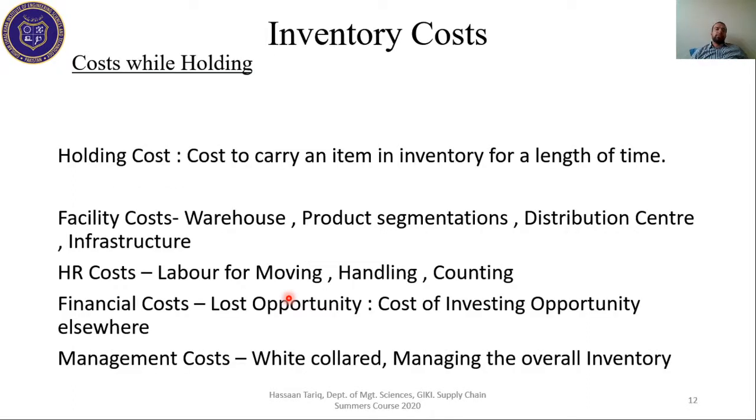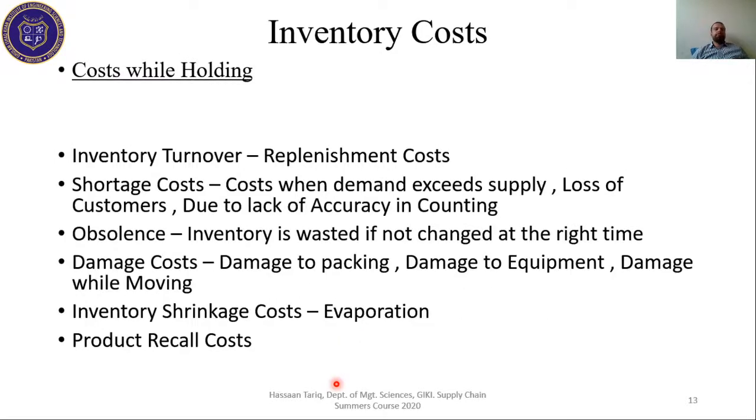Let's move on to the next type of cost, that is holding cost, or we also call that carrying cost. So holding cost is the cost to carry an item in the inventory for a length of time. In the holding cost, we have the facility cost that includes the warehouse, the product segmentation, your distribution center, and your infrastructure. Then you have the HR cost. Obviously, you need labor to move the inventory within the warehouse as well, right? Then you have the financial cost that can be cost of investing somewhere else, lost opportunity cost, management costs, people sitting in HR, white collar jobs.